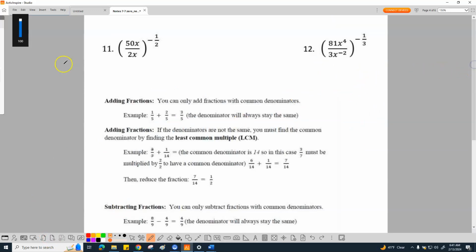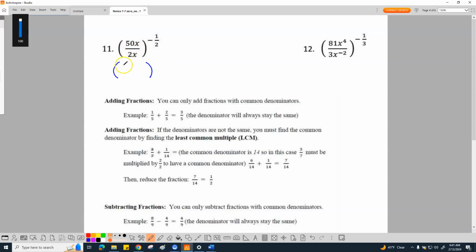Here we go. This rule is on your list, and this is kind of a difficult one to do. My recommendation when you see a problem like this, when you have a bunch of stuff inside, I would recommend solving the interior of the parentheses first and then worrying about the exponent. So let's take this out. Let's see what we got here.